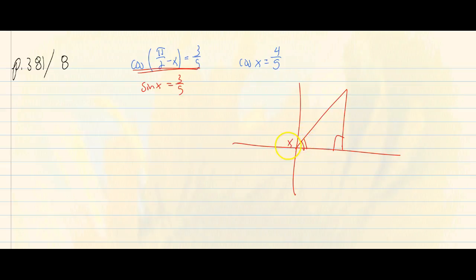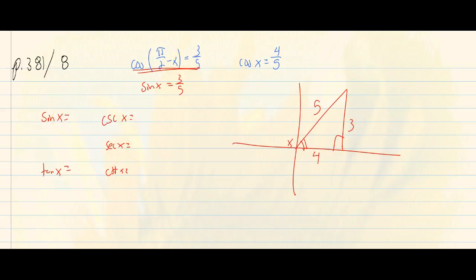Here is our angle x. The cosine, adjacent over hypotenuse, is 4/5. The sine is opposite over hypotenuse, 3/5, and we have this 3, 4, 5 right triangle. So what we need to do then is write down all the trig functions, including the reciprocals, and then use the triangle to solve them.